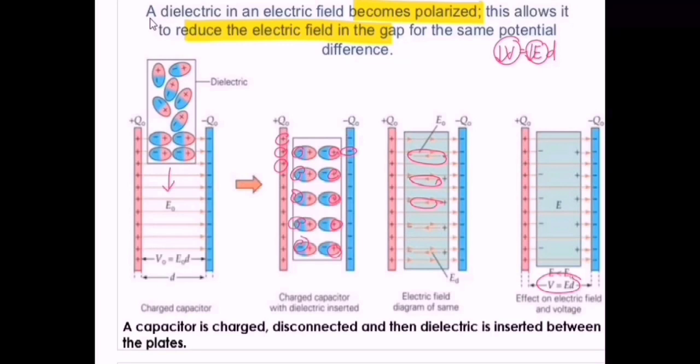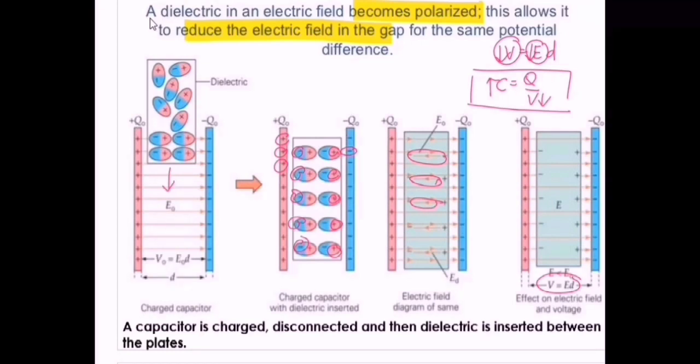So what happens to the capacitance? C equals Q over V. So now the potential difference also decreases. When the potential difference decreases, it will cause the capacitance to increase. As I said way earlier, when we include the dielectric into the capacitor, it causes the capacitance to increase.